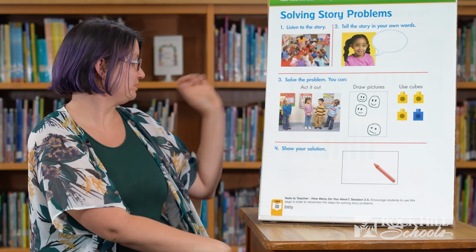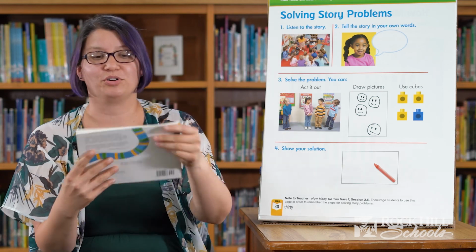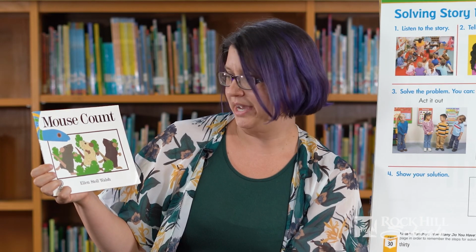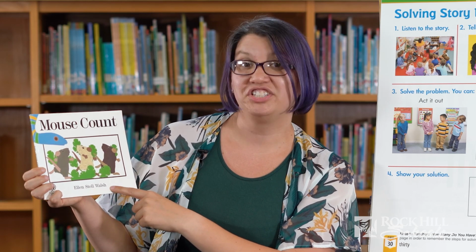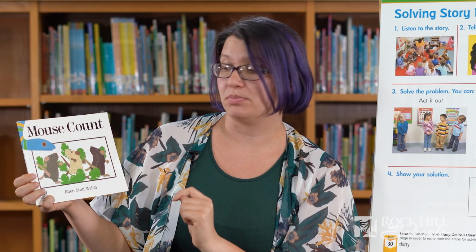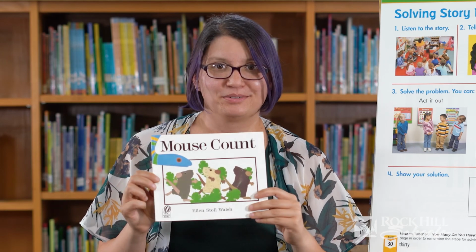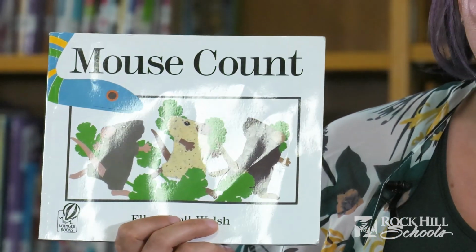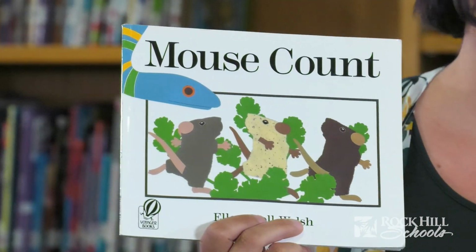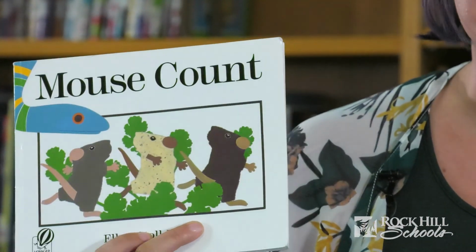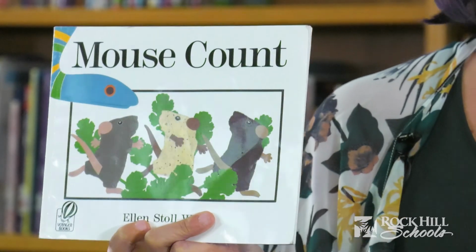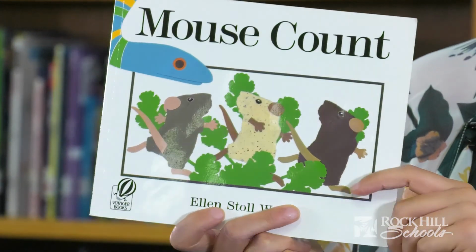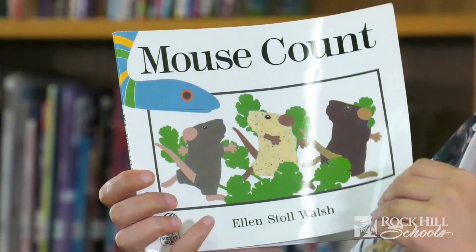Here we go. My book is called Mouse Count. Mouse Count by Ellen Stoll Walsh. She's the author and the illustrator of this book. Now look at this book. I see the mice, right? And what else do you see? A snake. Do you see why I'm not using real things? I'm not going to get some real mice and a real snake. That might be a little too scary. Who knows what would happen? But wait till you see what I do have. Here we go. Mouse Count.